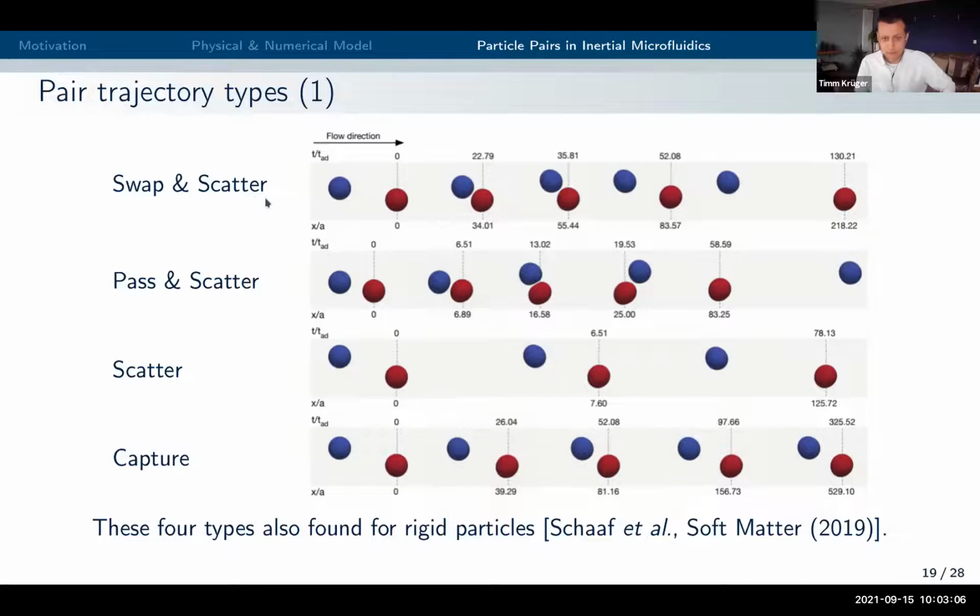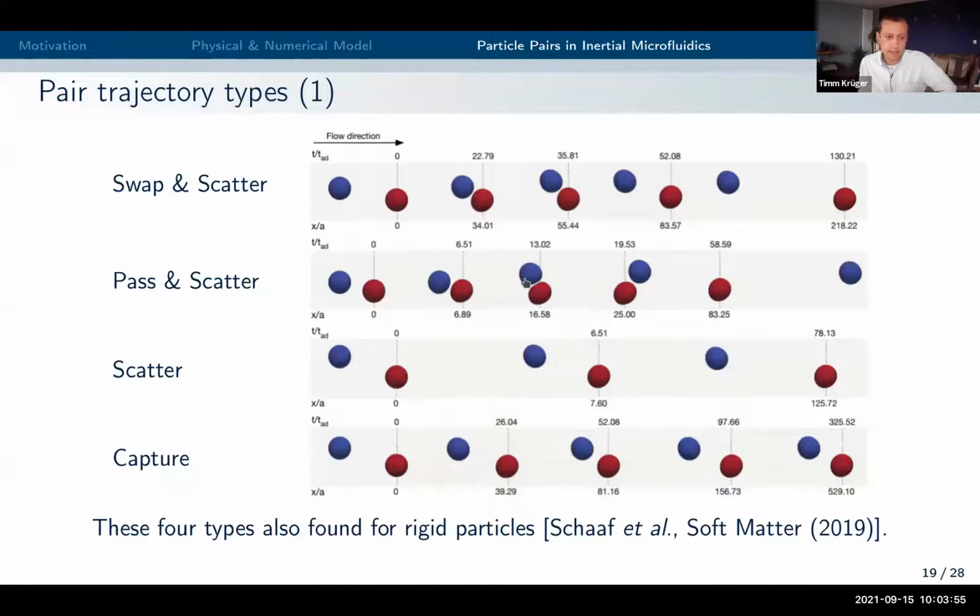So the first one, swap and scatter. Scatter means that there's an interaction that results in the pair dissolving. Like in particle physics, for example, a scattering event means that the distance is not bounded later on. Capture means you form some kind of pair that persists over time. Swap in this case means that the lateral position of the particles changes in a way that initially the lagging particle is faster, it's closer to the center than the leading particle, but then they interact in a funny way so that the lagging particle is pushed closer to the other wall and the leading particle is getting closer to the center and therefore faster, and then the leading particle is moving away. This is what we call swap and scatter.